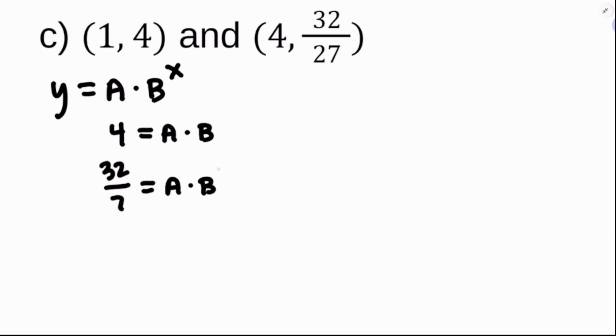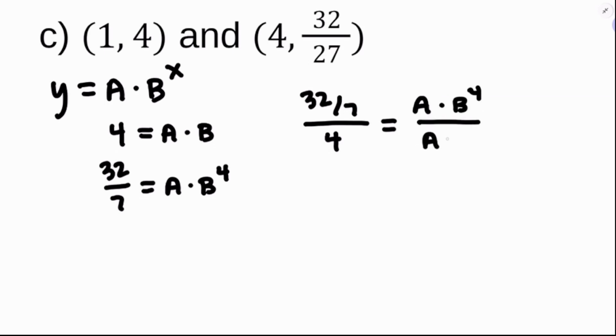B to the 4. All right, and so I'm going to divide the second equation by the first: a times b to the 4 divided by a times b. And if I've got 32 over 27 and I'm dividing by 4, that's like multiplying by 1/4. So I could simplify that. I'm going to do that. So that's going to cancel off a's and 1 power of b, so that's going to be b cubed.